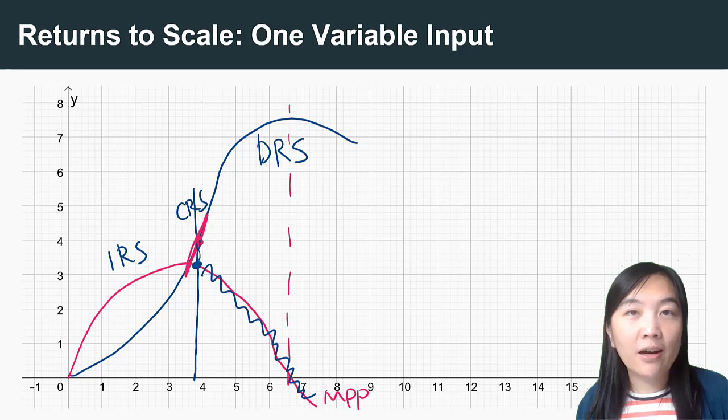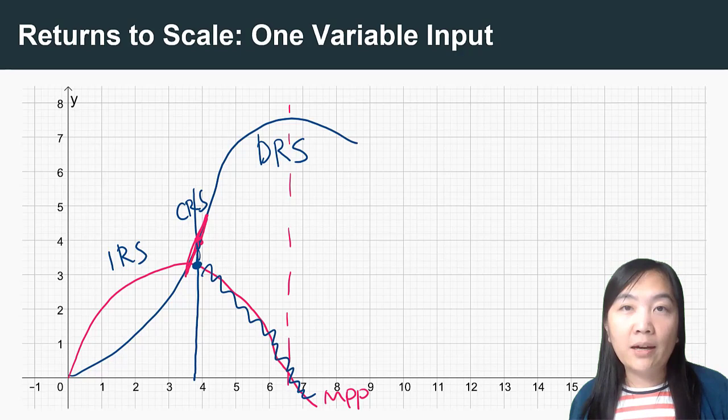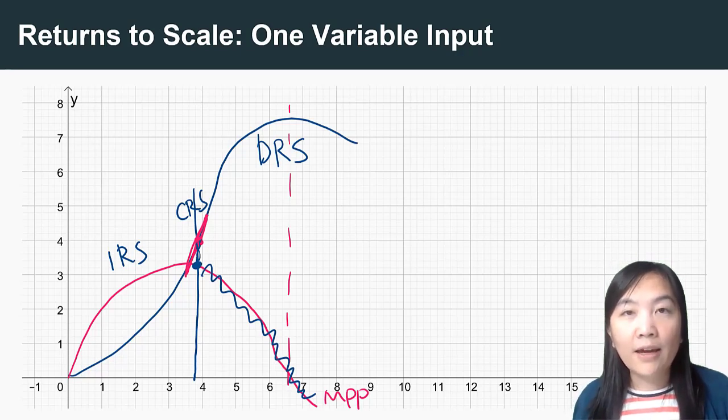So that's the one variable input case. For production with 2 or more variable inputs, it is very difficult to tell from the production surface whether it has constant, increasing or decreasing returns to scale. We can probably still tell for 2 variable inputs because we can still draw the production surface. However, if there are even more variable inputs, then it will be difficult to tell from the graph. And the use of the isoquant curve actually can help.